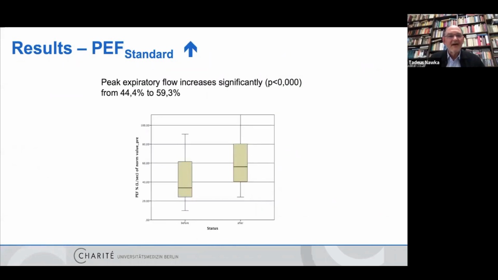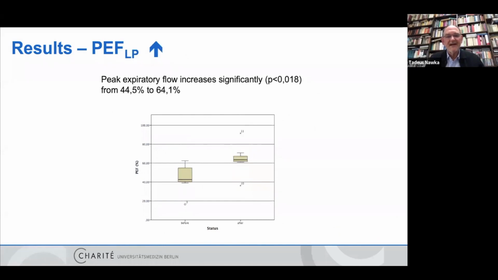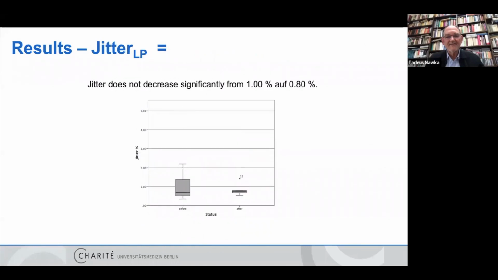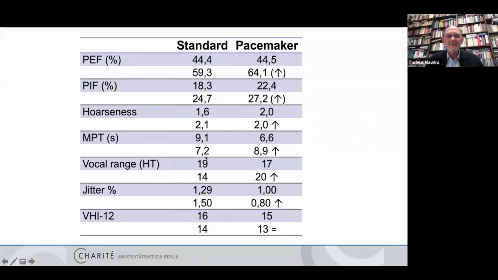So now we had a comparison between the implantation of the pacemaker and the standard procedure, and I will go very quickly through these results, and I will show you just the summary, which means the peak expiratory flow with the standard procedure of glottal opening was 44.4 or 44.5% of the normal value, and it improved after surgery. You always see before and after surgery these parameters. The inspiration is also improved in both cases.